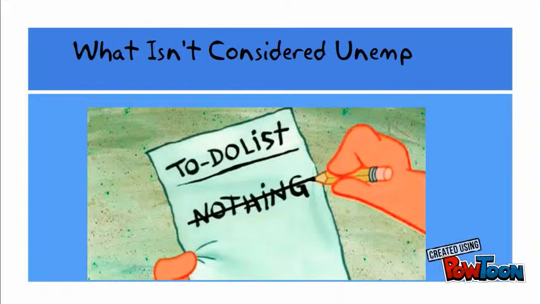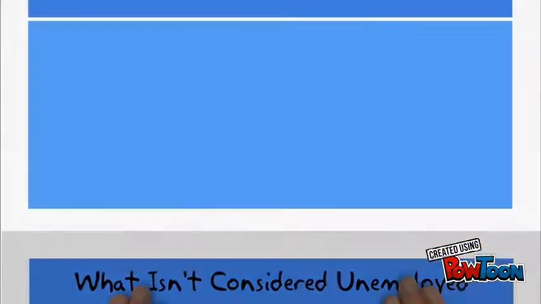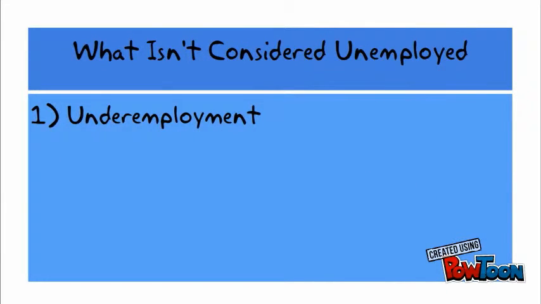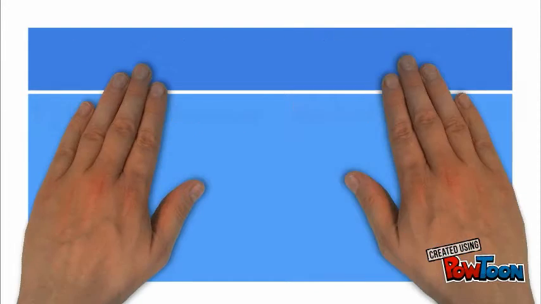Before determining the unemployment rate, we have to consider the limitations that come with it, therefore finding out who isn't considered unemployed. First, we have underemployment, which are part-time workers wanting full-time jobs, or people who have jobs that underutilize their skills in education. This underestimates the unemployment rate.